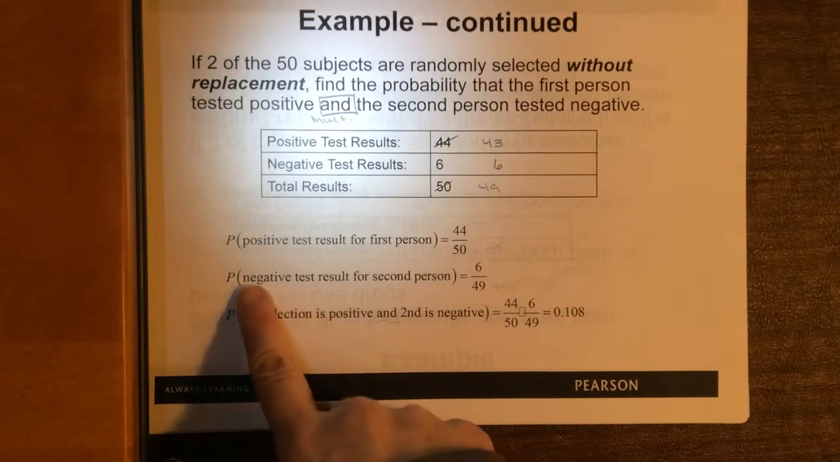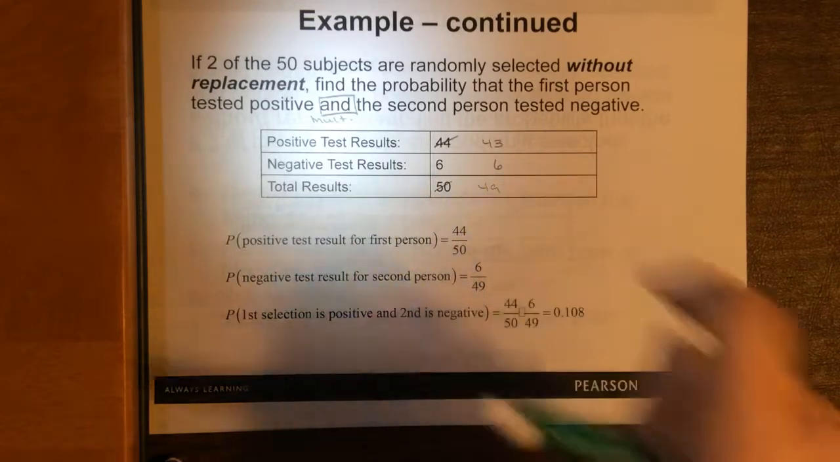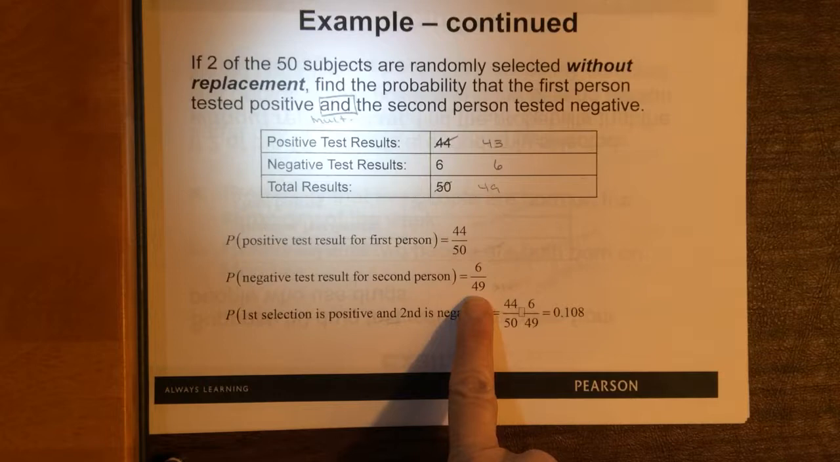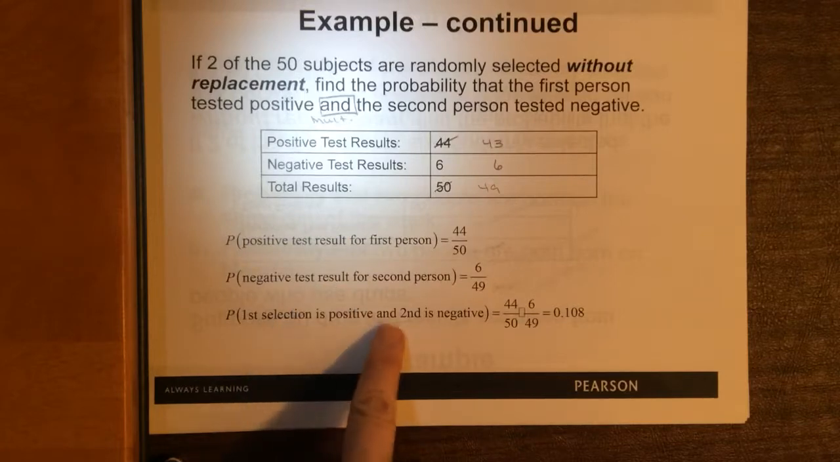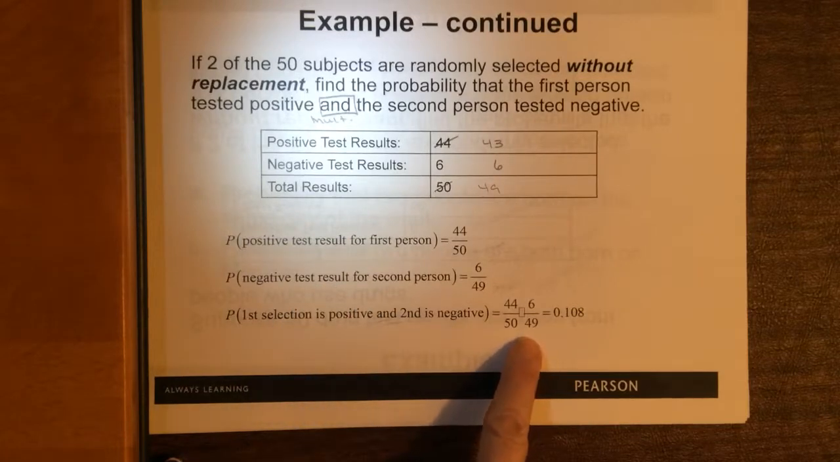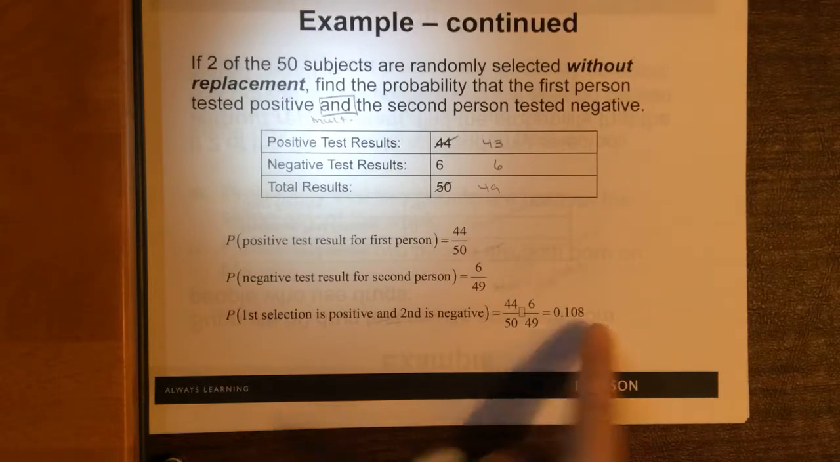So now when I do the probability, I'm going to use these numbers, and I'm going to say 6 out of 49. That's the probability the second person will be negative. And for both of these to happen at the same time, I need to multiply them. So I'm multiplying the 2 probabilities and getting 0.108.